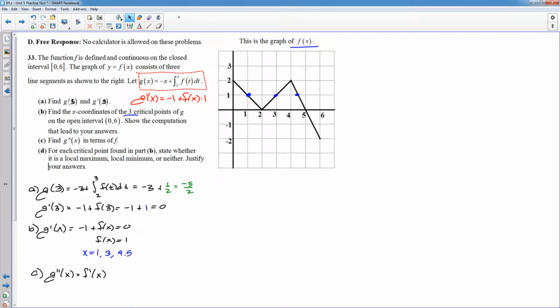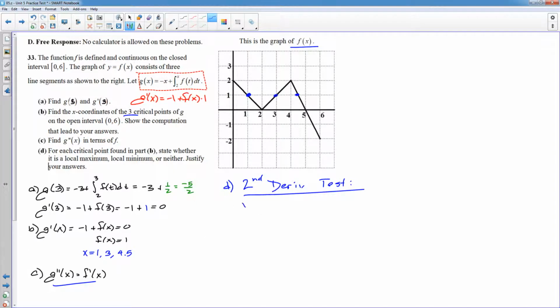And then finally, number D, for each point you found in part B, so that'll be 1, 3, and 4.5, determine whether we have local max, min, or neither. And we have a couple of options here. We have the first or the second derivative test. First derivative test is when you look at the sign chart and you determine where the function increases or decreases. Second derivative test is actually going to be easier in this case because I have such a nice clean second derivative. So my second derivative test is where you use concavity to determine if critical numbers are local extrema.